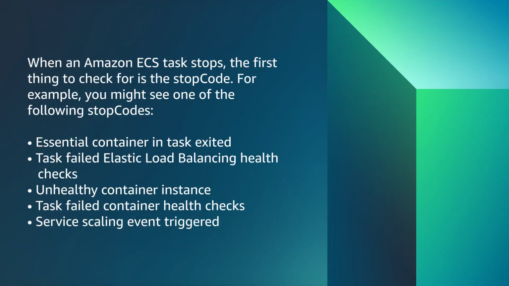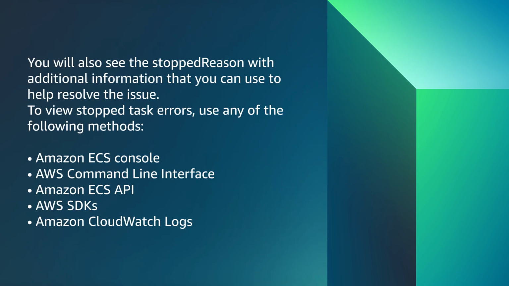When an Amazon ECS task stops, the first thing to check for is the stop code. For example, you might see one of the following stop codes: essential container and task exited, task failed elastic load balancing health checks, unhealthy container instance, task failed container health checks, service scaling event triggered. You will also see the stopped reason with additional information that you can use to help resolve the issue.